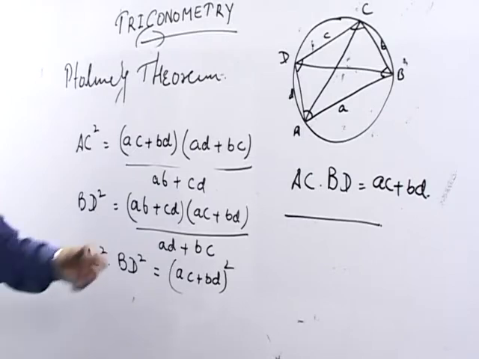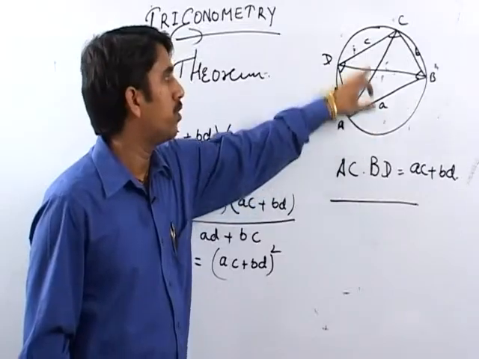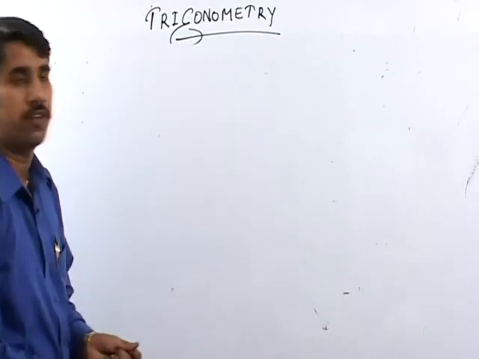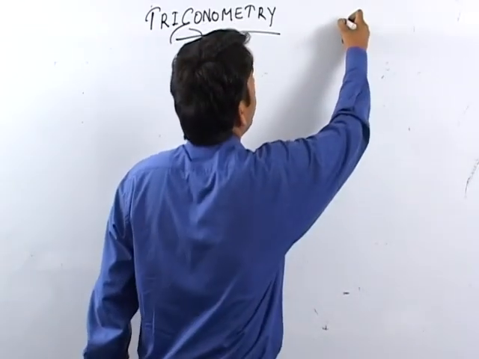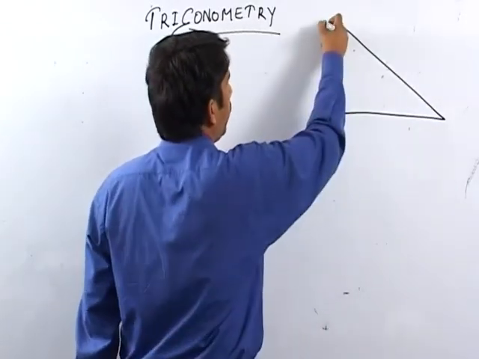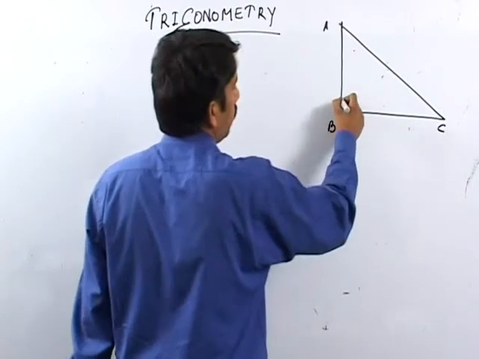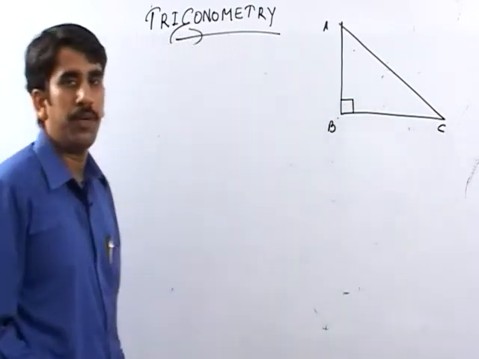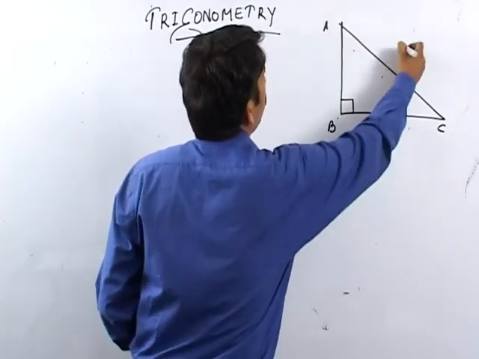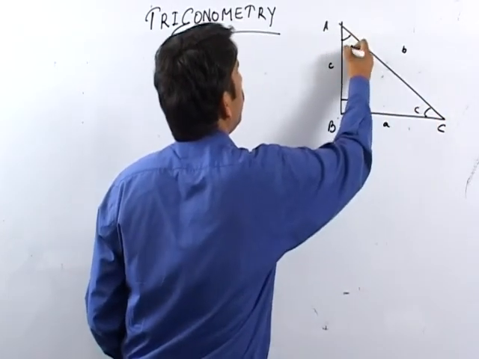So this is the Ptolemy theorem, where the product of the diagonals is equal to the sum of the products of the opposite sides. Now we will study the previous formulas to find the unknown quantity in a triangle. Suppose you have a triangle A, B, C, and at point B it is a right angle, and this side will be A, this side will be B, this side will be C. This is angle C, this is angle A.